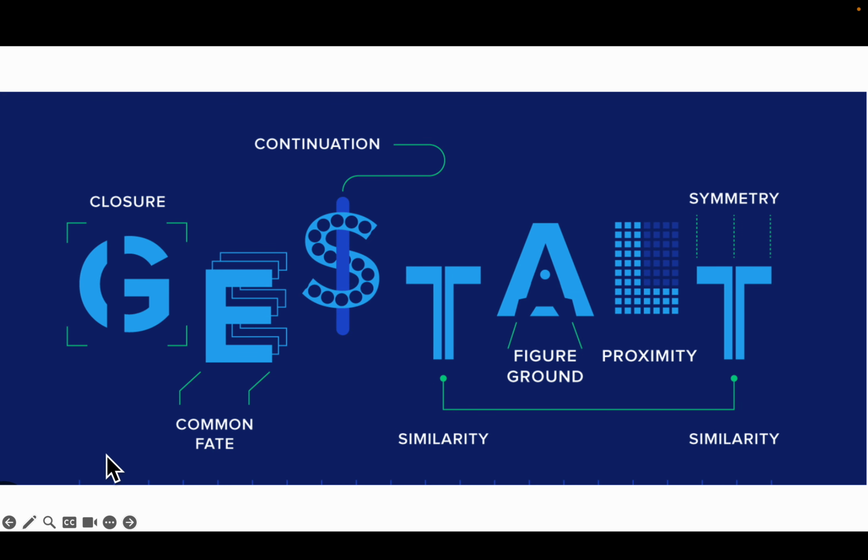Hello everyone, in this lecture we're going to talk about the Gestalt theory, which is a very important theory in visual design. This is a design theory that could improve the overall visual structure, layout, and hierarchy in your design. Learning this theory will help you create better designs in upcoming projects.